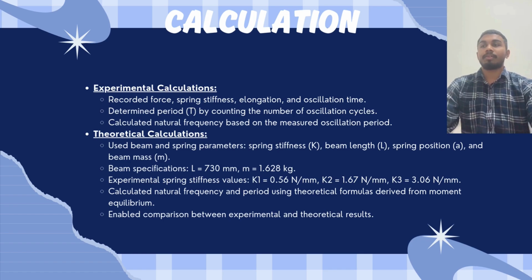And for the theoretical calculation, we used parameters such as spring stiffness, beam length, spring position, and beam mass. The beam length was 730 mm and the mass was 1.628 kg. Using the stiffness values we measured experimentally for the 3 springs, we calculated the theoretical natural frequencies, and this helped us to compare the experimental result with theory and check the accuracy of our experiment.